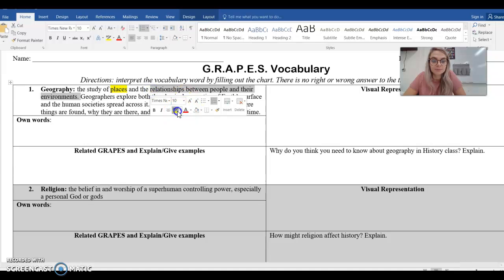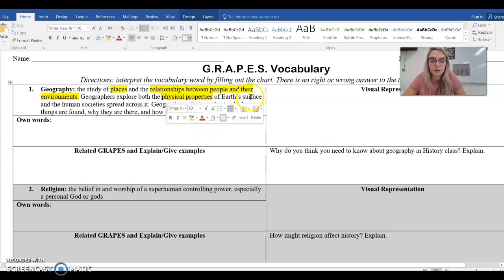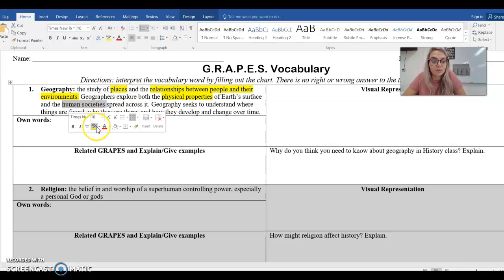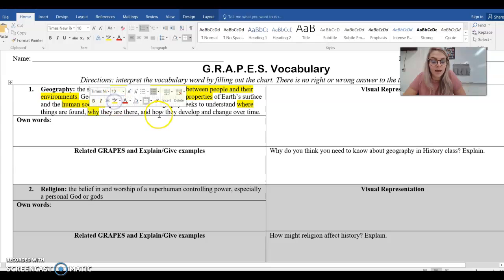Right? Let's see, we're going to do physical properties. That's a word that sticks out. And human societies. Okay, those are words that stick out. So where, why, and how. Those are good words, right? Why things are there and how they are there.